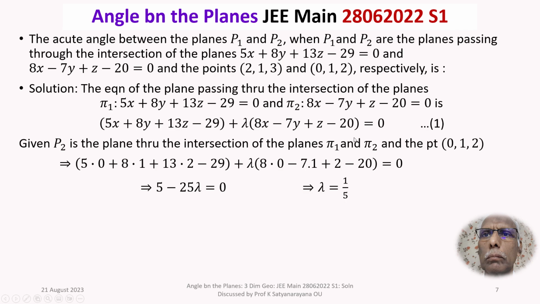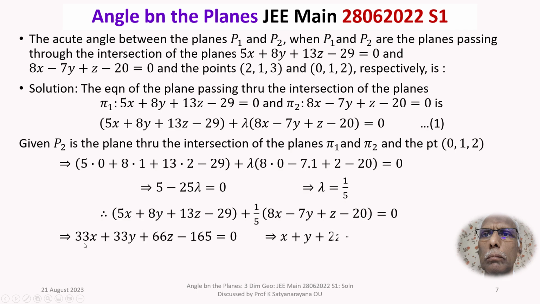So in equation 1 put lambda = 1 by 5 and simplify. So pi 1 + 1 by 5 times pi 2 = 0. Take the LCM and simplify. We will get 33x + 33y + 66z - 165 = 0. We observe 33 is common throughout. So cancelling that 33, we get x + y + 2z - 5 = 0. That is the equation of the plane P2.